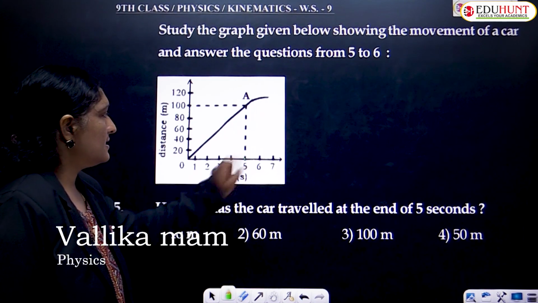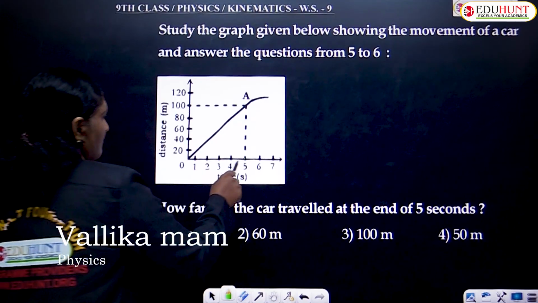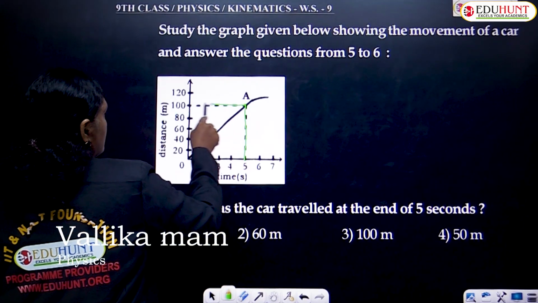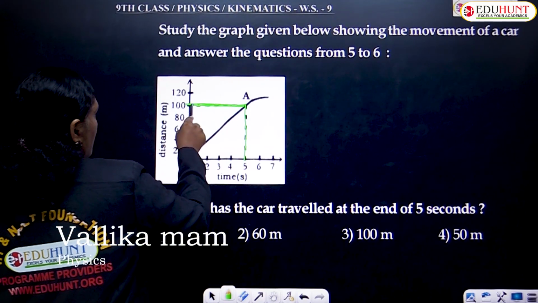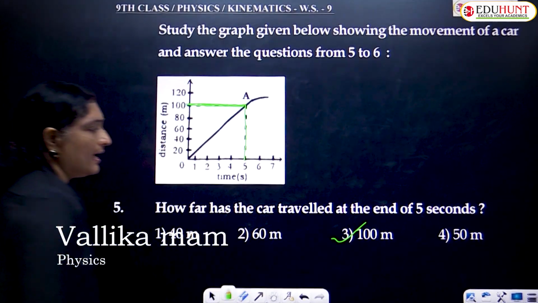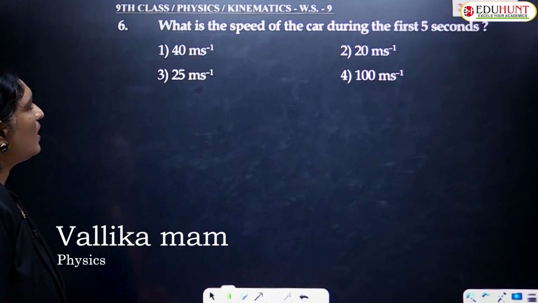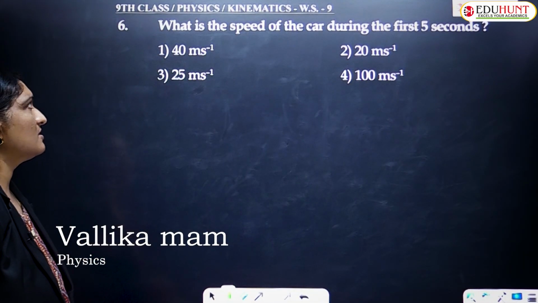So 5 seconds is something here. Displacement, they have asked, at the 5 seconds. What was his distance? How much distance did he cover at the 5 seconds? 100 meters. From the graph it is very clear that he covered 100 meters during 5 seconds.